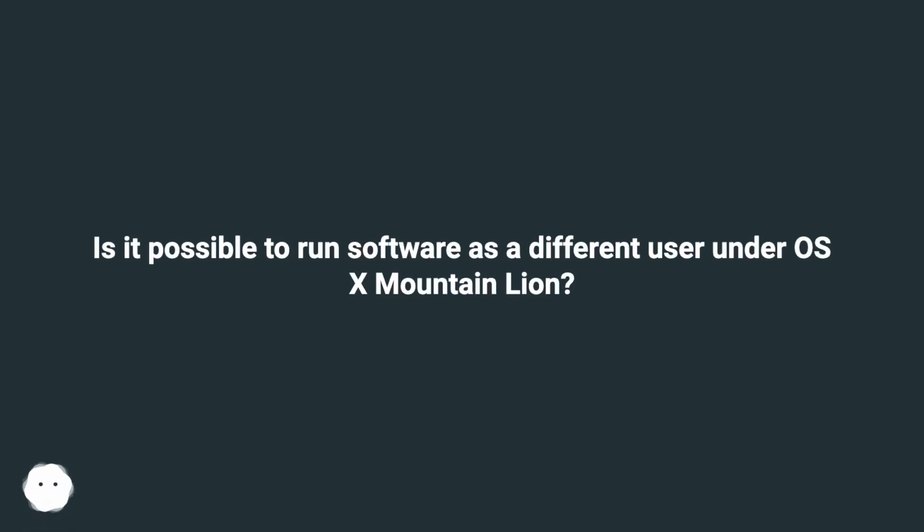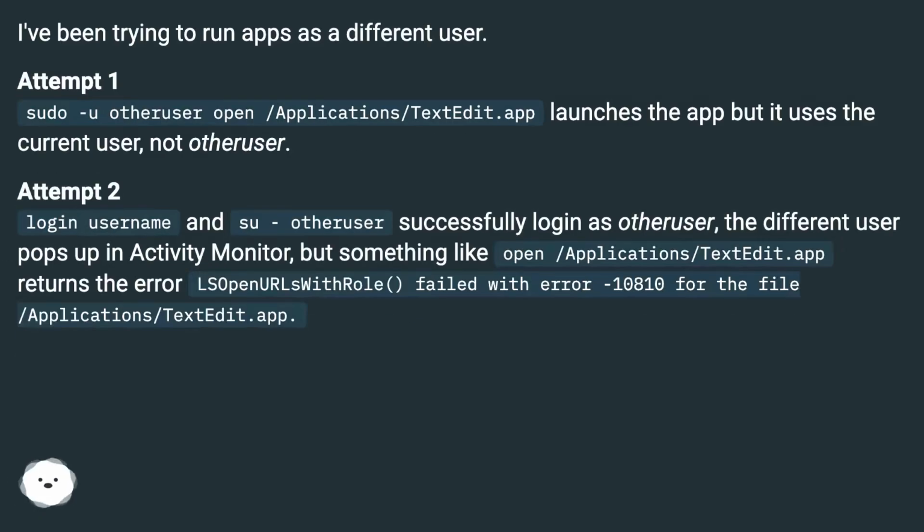Is it possible to run software as a different user under OS X Mountain Lion? I've been trying to run apps as a different user. Attempt 1: sudo -u other_user open /Applications/TextEdit.app launches the app, but it uses the current user, not the other user.